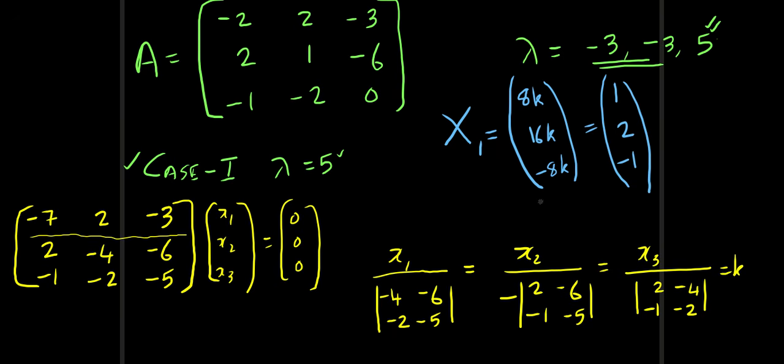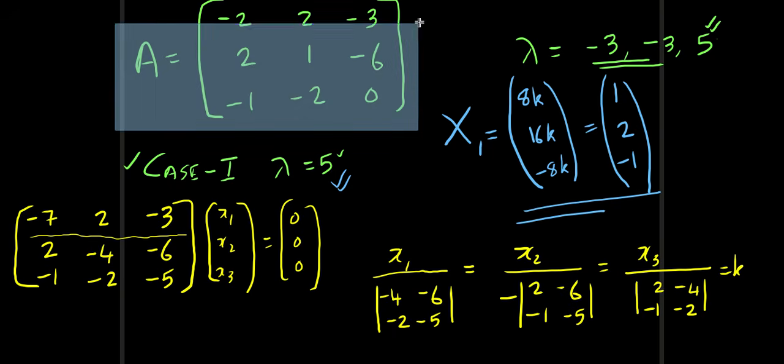So look at this. Our eigenvector for the eigenvalue 5 is a vector parallel to the vector 1, 2, -1. Okay, now let's move ahead for the next case.